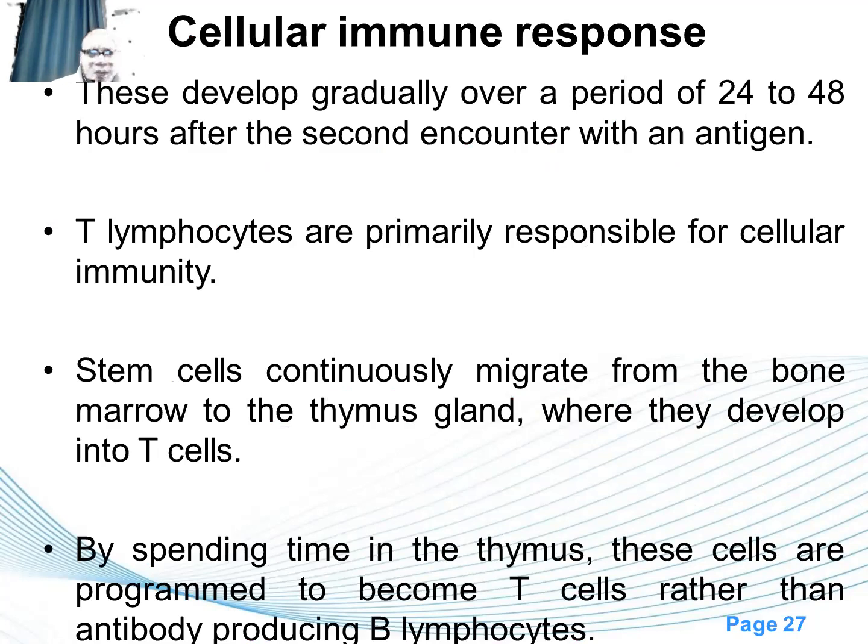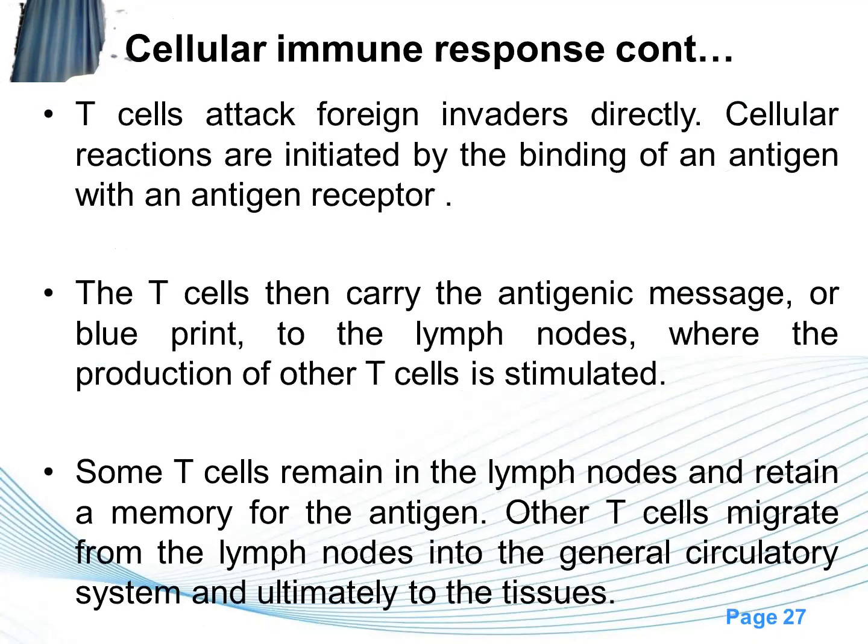So let us look at the cellular immune response. This develops gradually over a period of 24 to 48 hours after the second encounter with an antigen. T lymphocytes are primarily responsible for cellular immunity. Stem cells continuously migrate from the bone marrow to the thymus gland, where they develop into T lymphocytes. By spending time in the thymus, the cells are programmed to become T cells, other than the antibody-producing B lymphocytes. So that means the transformation happens in the thymus, despite the cells being produced in the bone marrow.